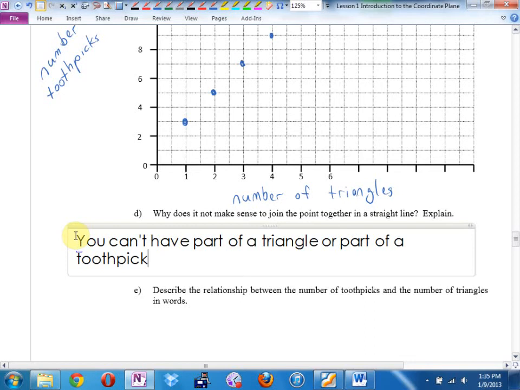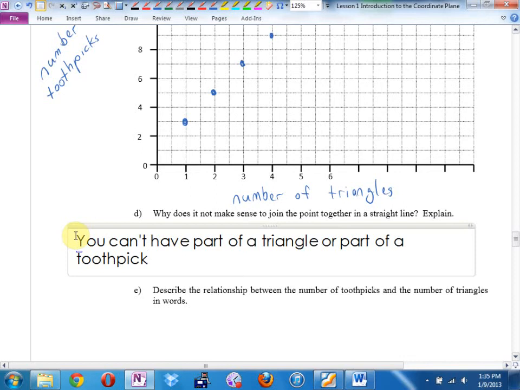Okay? But there are some functions that can take on every single value. For example, if I have a gallon bucket of water and I start to pour the water out, can I have 0.1 of a gallon that I pour out? Can I have 0.11 of a gallon that I pour out? If I measure really accurately, can I have 0.111123 of a gallon that I pour out? That would be an example of a continuous graph.